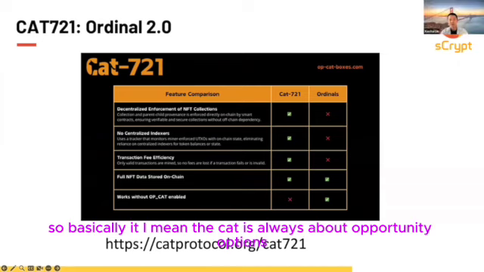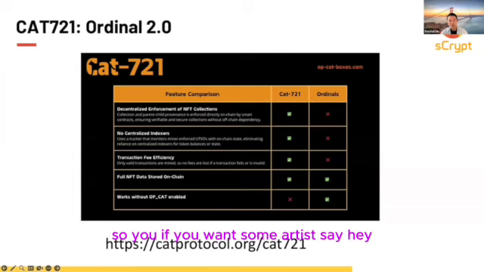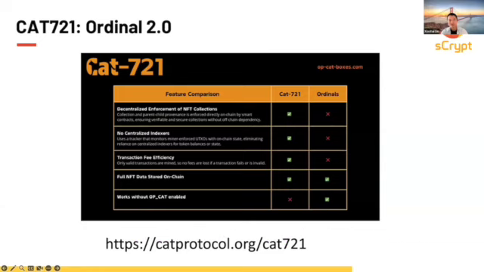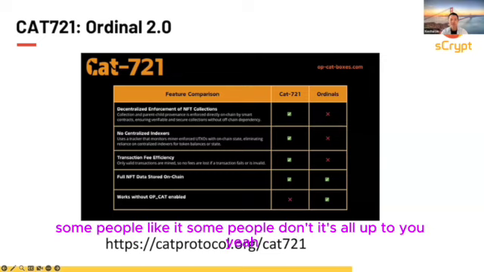Yes, it's an option. Basically, CAT is always about options. Some artists say, hey, I don't want to enforce royalty on chain. That's okay. You can set it to 0. But if you want to enforce it, you can also code it such that every time it changes hands, the original creator is going to take a cut. Some people like it, some people don't. It's all up to you.